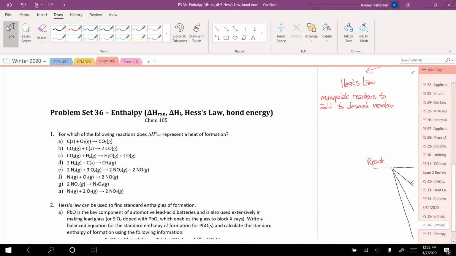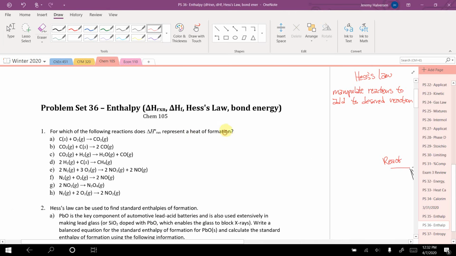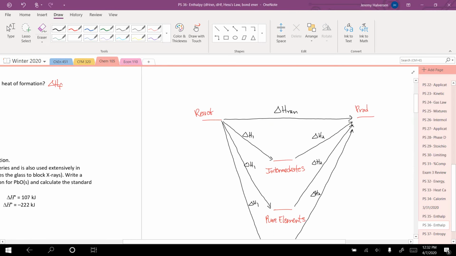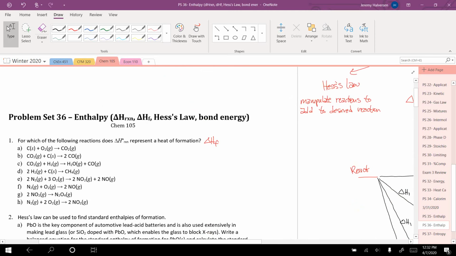Okay, so we are now going to take a minute and talk about delta H's of formation, as that's one of these guys here, breaking our molecules into pure elements and reforming our products. So delta H of formation is the enthalpy of a formation reaction. So in this case, for which of these does delta H of this reaction, delta H of this reaction, represent a heat of formation? So really what this is asking is, which of these is a formation reaction?